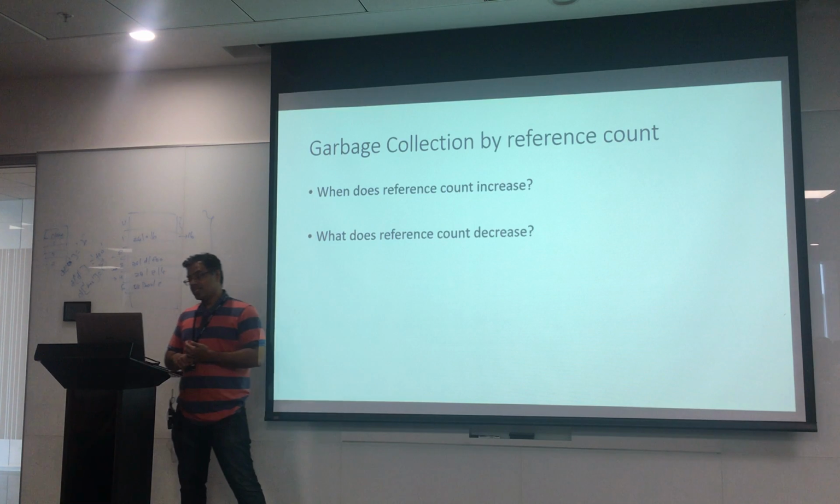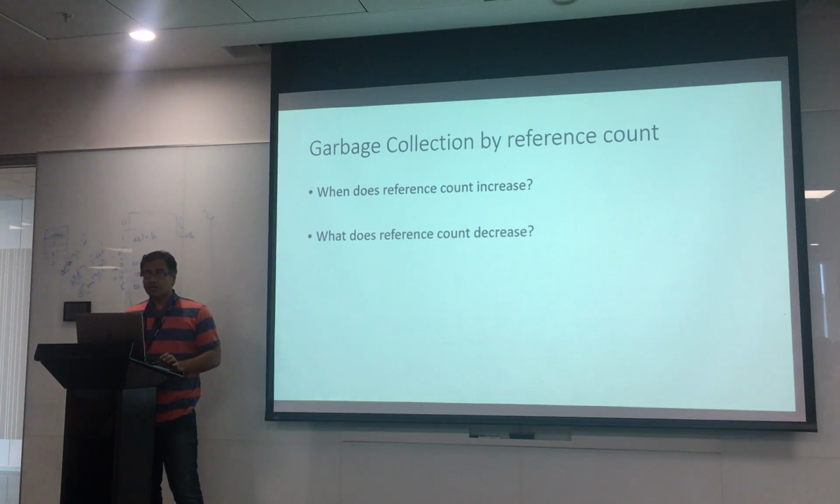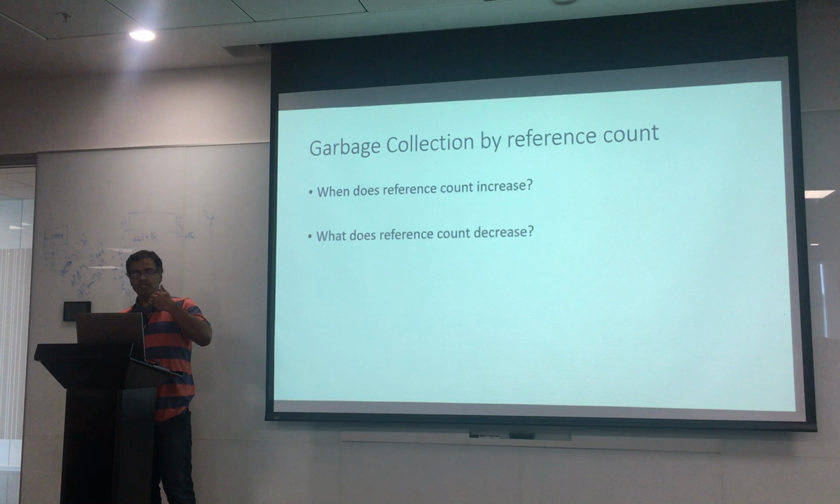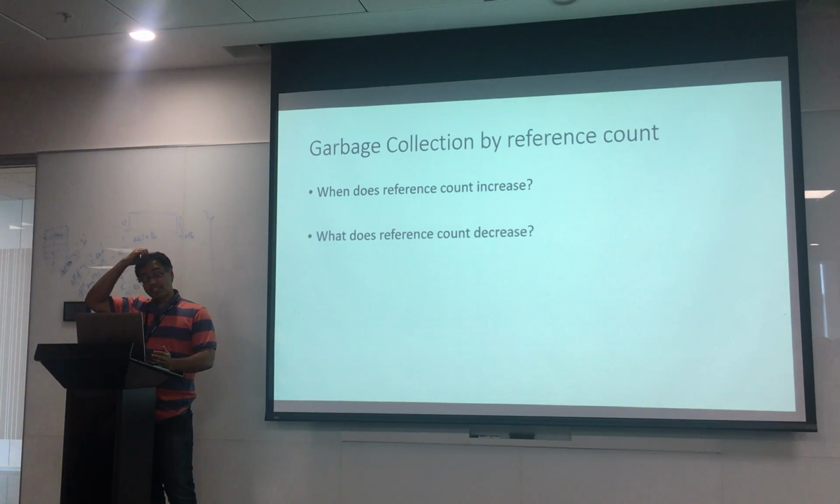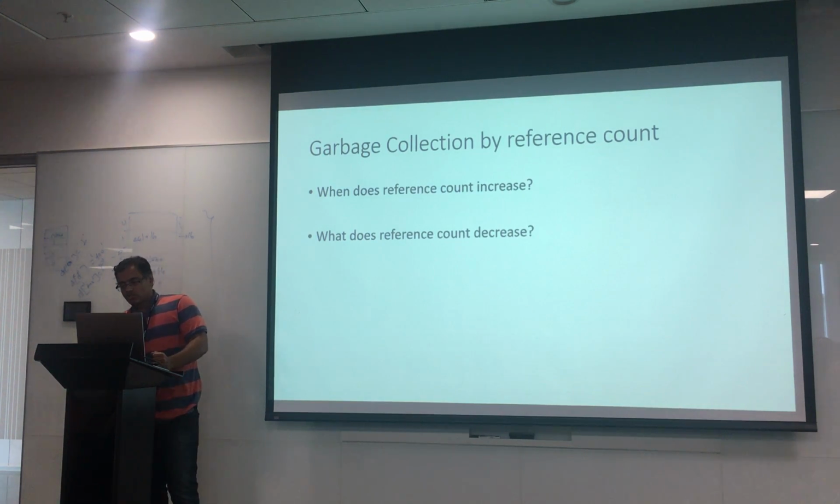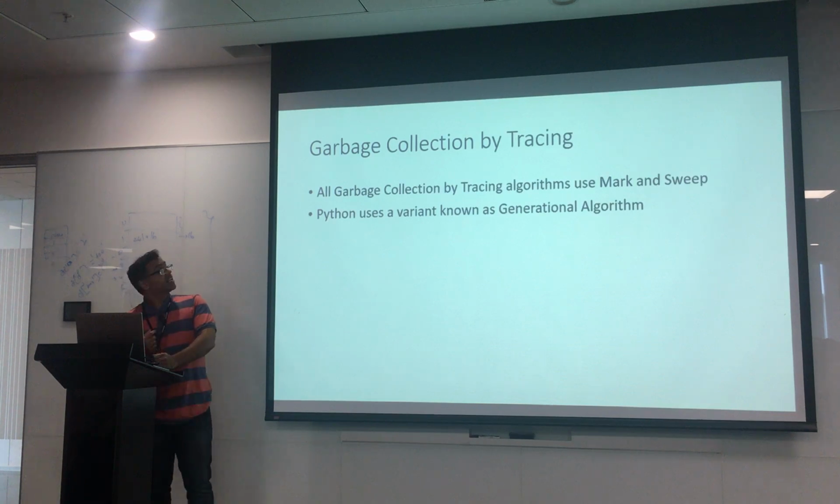You might think this is rare, but it's not. Apparently this happens all the time in graphs. Whenever you're using graphs, trees, or linked lists, this kind of thing happens a lot. So it is substantial enough that Python had to do something about it. Garbage collection by reference count doesn't really solve the problem, so we use something known as garbage collection by tracing.